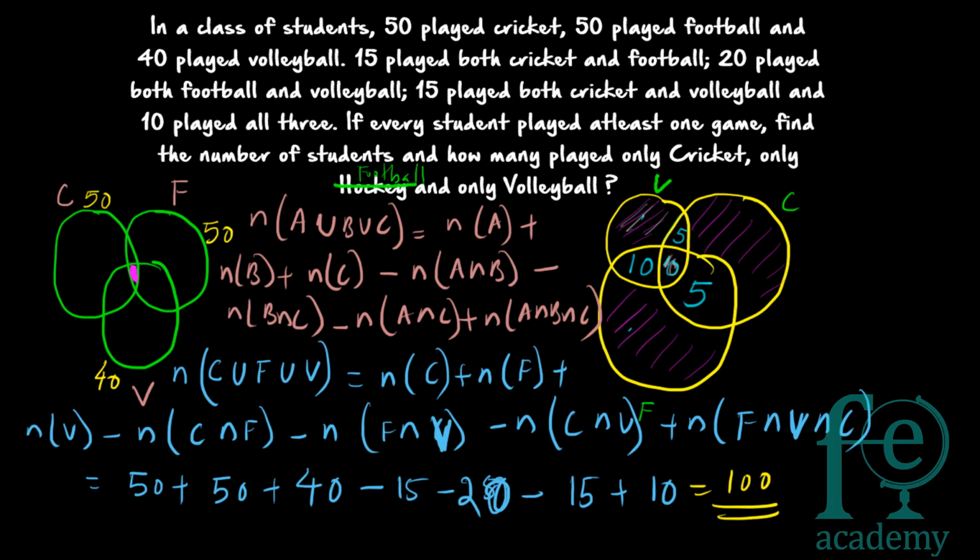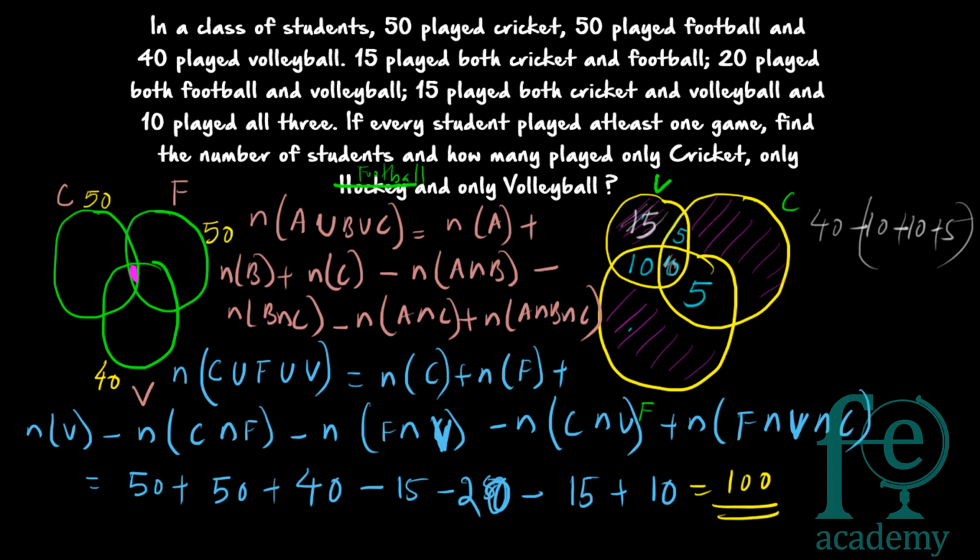This portion will be 40 minus 10 minus 10 minus 5. From the total of 40, you subtract all these three. Or you can say you add 10 plus 10 plus 5 together and subtract from the total 40. So 40 minus 25, which is equal to 15. So this will be 15. So 15 students will be playing only volleyball.